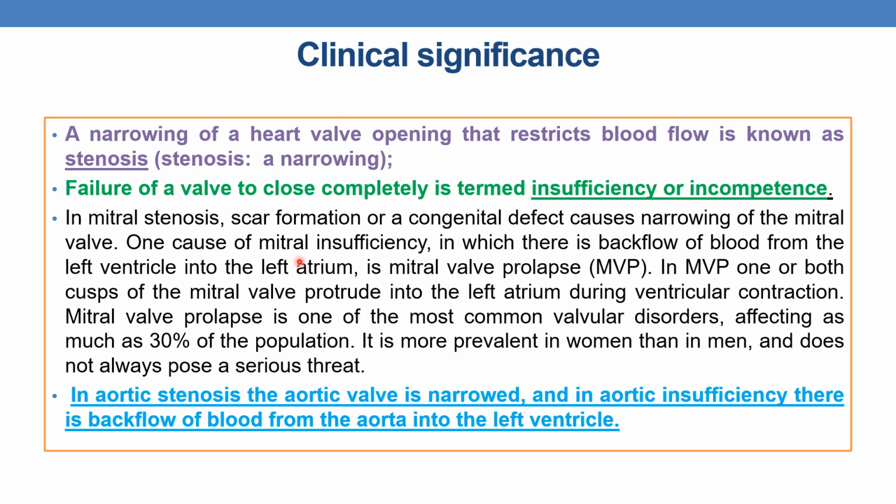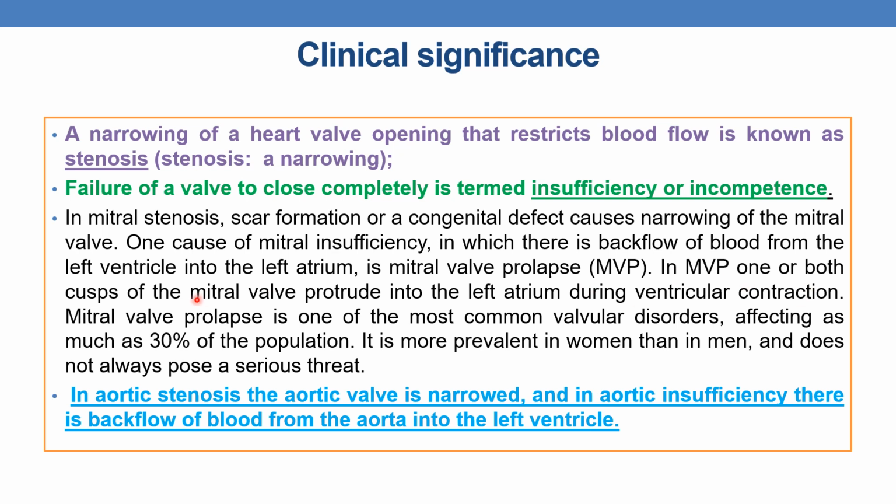One cause of mitral insufficiency is a backflow of blood from the left ventricle into the left atrium. With the help of the mitral valve, blood flows from the left atrium into the left ventricle. But because of the insufficiency, there might be a backflow. That is called mitral valve prolapse. That is a common condition, MVP, mitral valve prolapse.